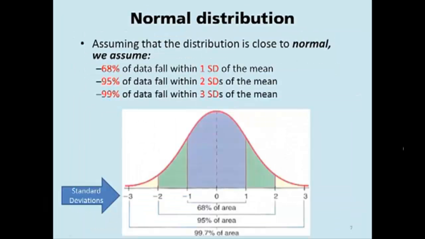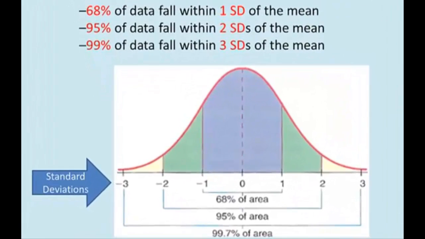Here's another look at the normal distribution. Assuming that the distribution is close to normal, we can assume that 68% of data fall within one standard deviation, or SD, of the mean.